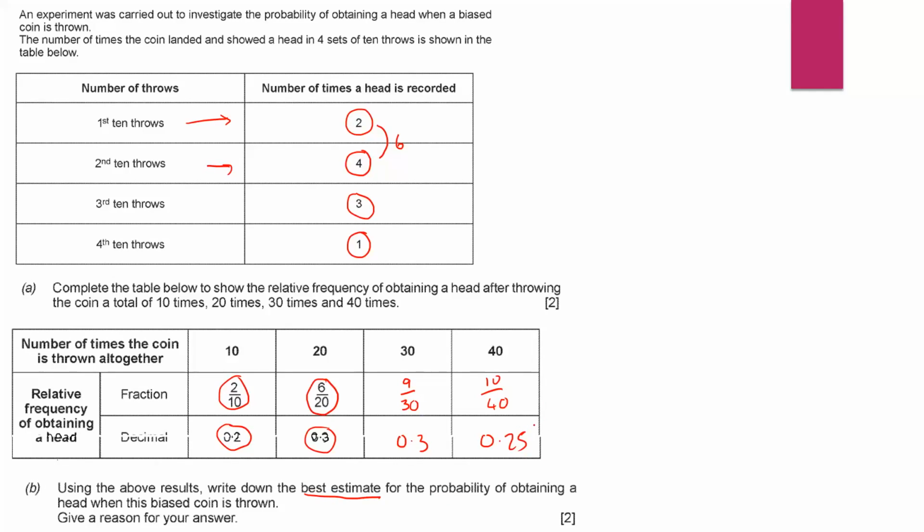Now, the best answer is always the answer given for the most number of trials. So in this case, that's after 40 trials. So the best estimate is 0.25, and it's after the most trials.